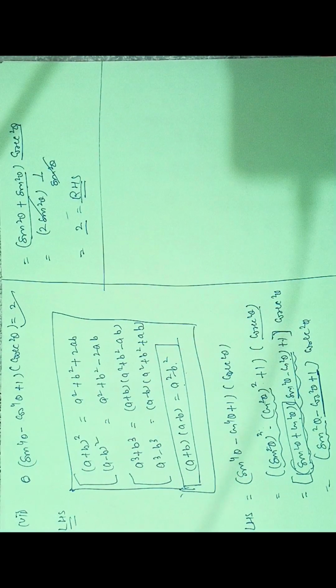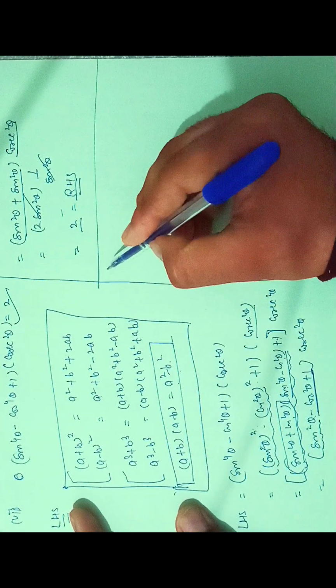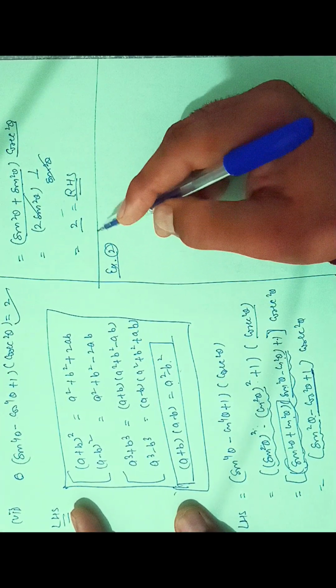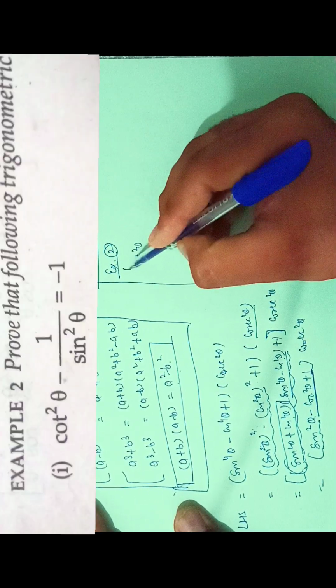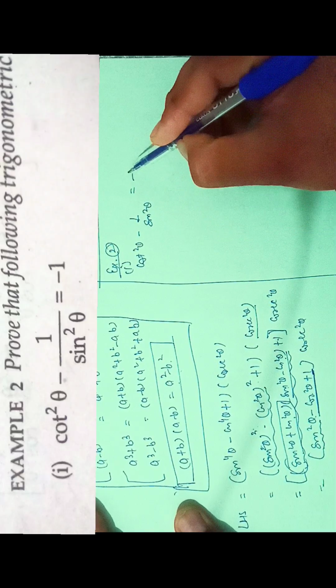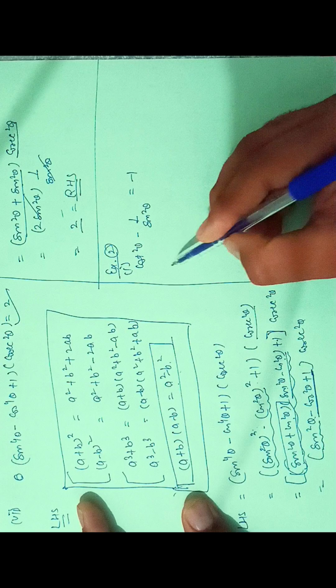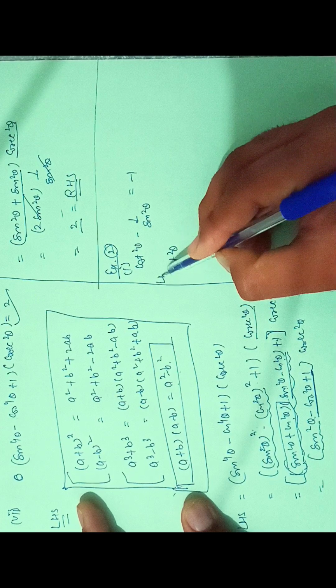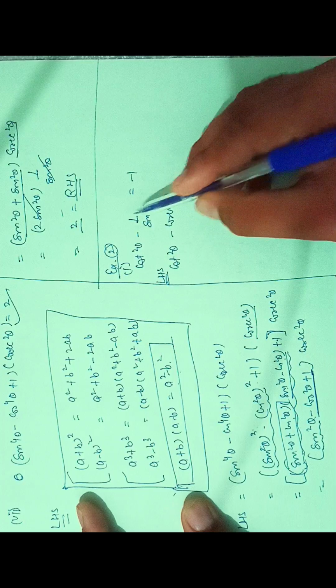The very first example I will use is example number 2, and we have some 4 questions in this example. The very first question is cot square theta minus 1 upon sin square theta equal to minus 1. Okay, you have to prove this one. So cot square theta, left hand side, this will be minus cosec square theta, 1 upon sin square theta.